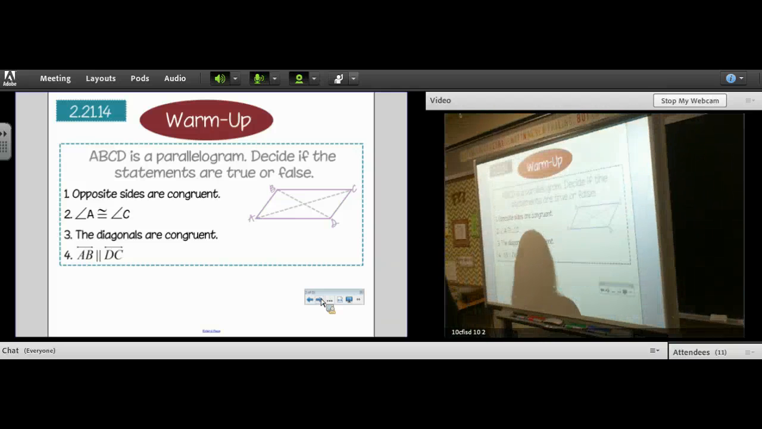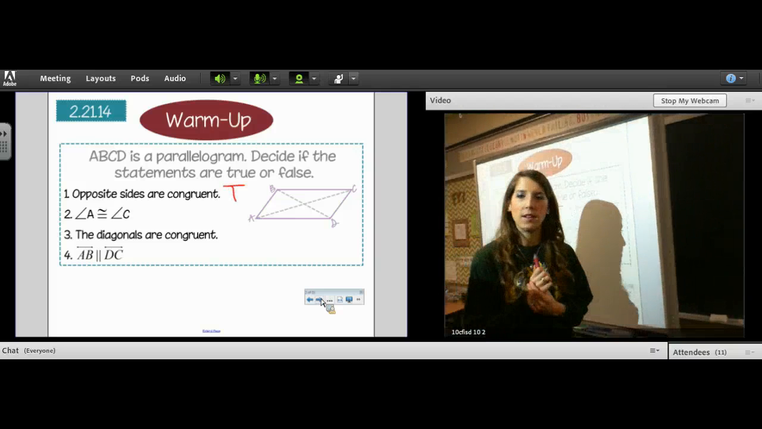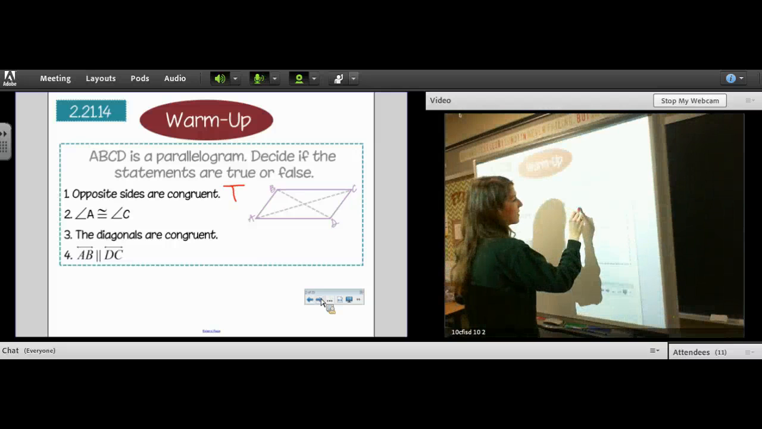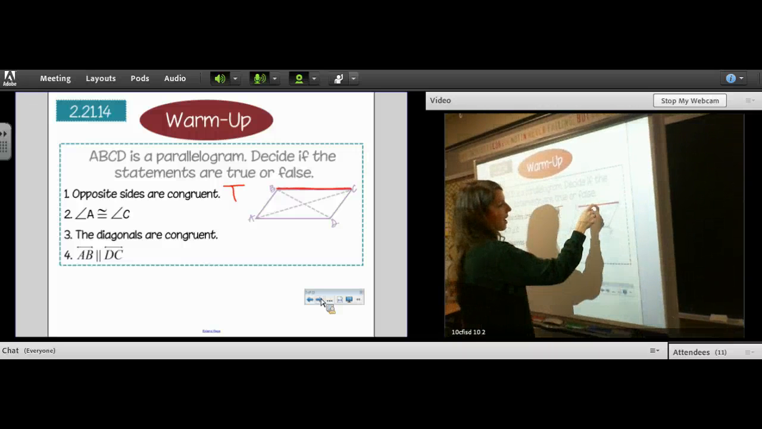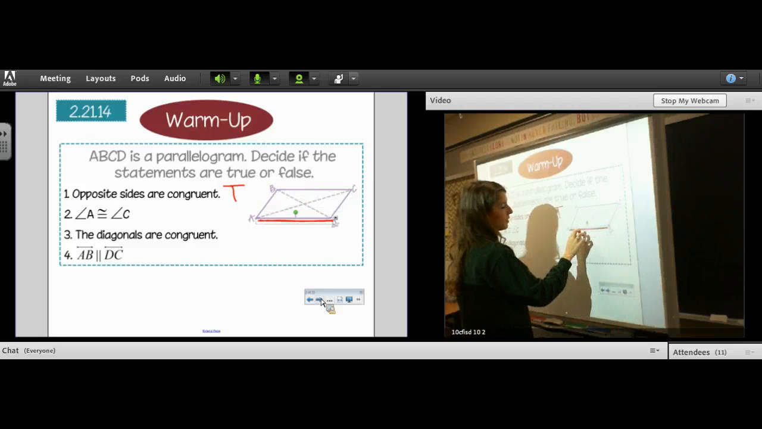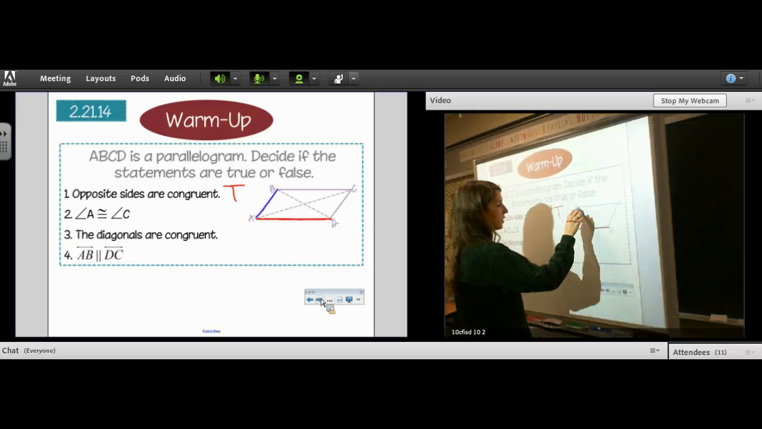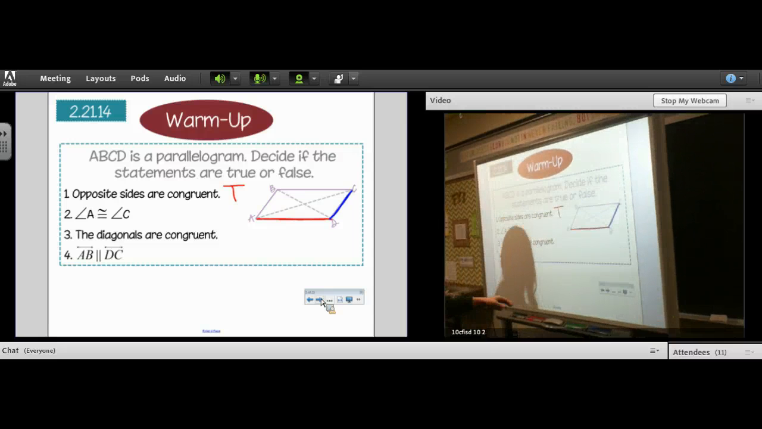Okay, if you guessed true, you were right. That's actually one of the properties of parallelograms, that the opposite sides are the same length. So if I take this side and I measure it, it should exactly equal that side, which it does. And if I take this side and I measure it, it should exactly equal that side. Cool.